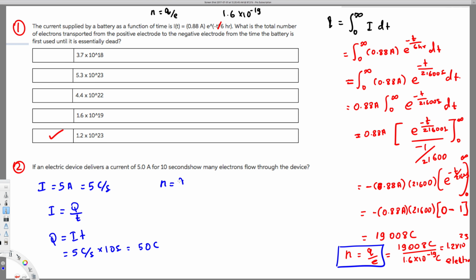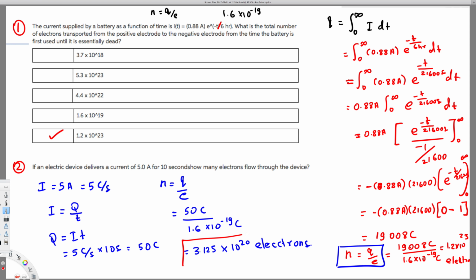Now we can apply this in the equation N equals Q over e. Q is 50 coulomb, and the electron's charge is 1.6 times 10 to the power of minus 19 coulomb. This gives us 3.125 times 10 to the power of 20 electrons. This is the answer for the second one.